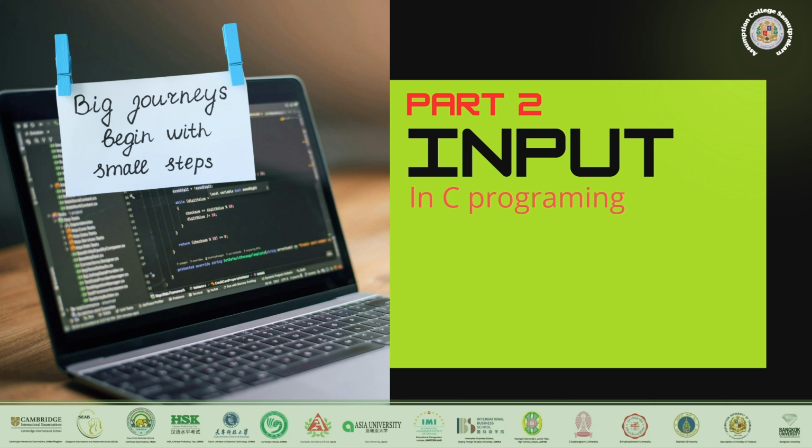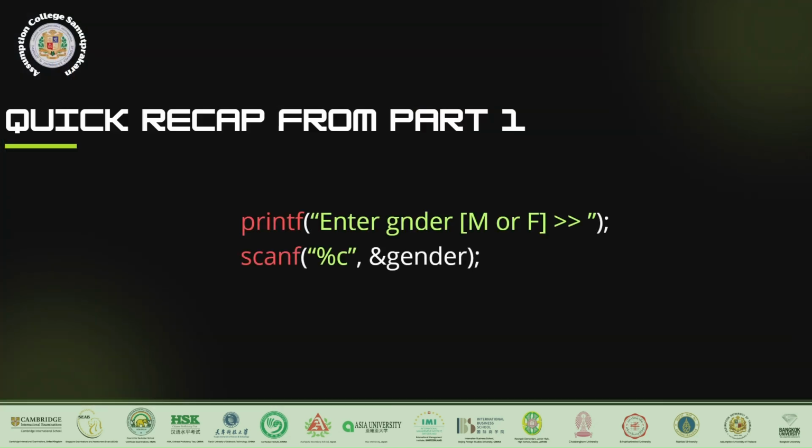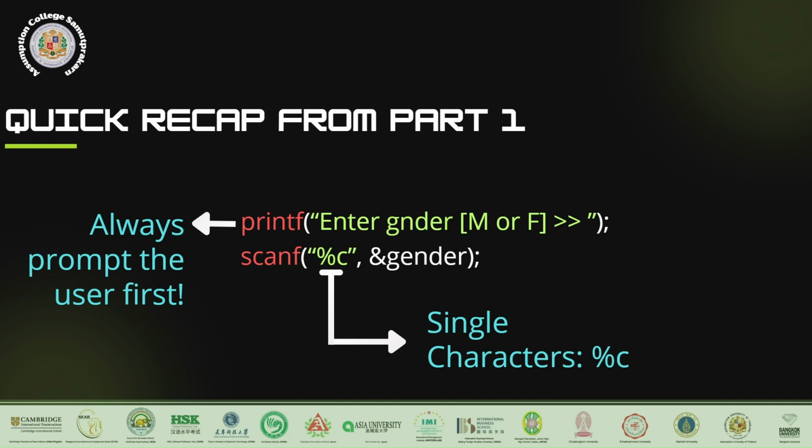Welcome back to part 2 of our lesson on the scanf function in C programming. In part 1, we learned how to use scanf with the %C format specifier to accept a single character like M or F and store it in memory. We also learned how important it is to use a printf statement to give our user clear instructions. In this video, we are going deeper.